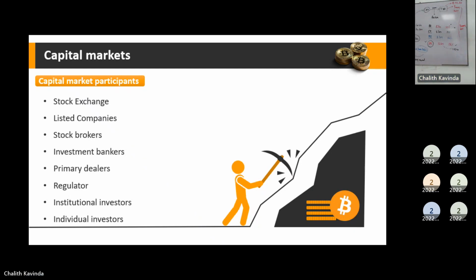Investment bank or investment bankers. What are investment banks? Any idea? Again, they provide the facilities for the company at the time of issuance of equity and other financial related matters. Then primary dealers, you know who are primary dealers. Then we learned also regulators are there and institutional investors and individual investors.